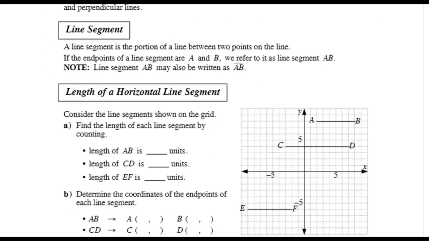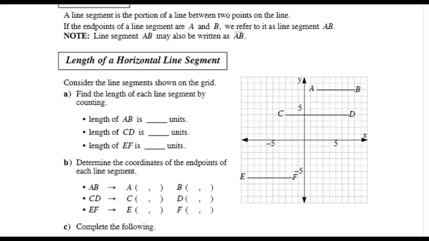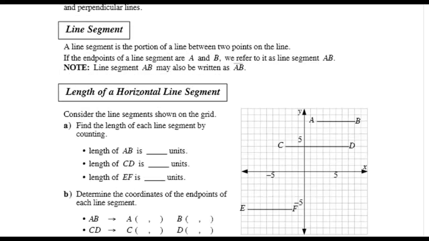some line segments here, and again, a line segment is a line that has finite endpoints. So even though a line can continue going on forever, when we say a line segment, we're just referring to a portion of a line with a specific start and an end. Okay, so how do we calculate the length of a horizontal line? Well, let's look at this first line AB here, and there's a couple ways of doing it.